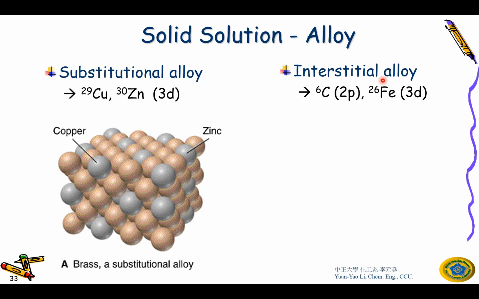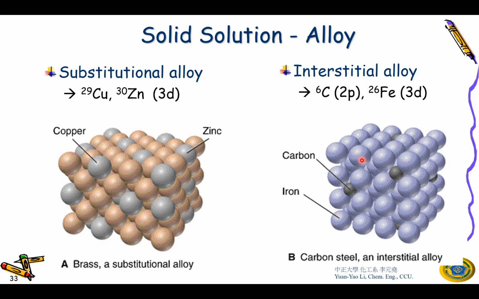And for interstitial alloy, for example, carbon has six electrons. Iron has 26 electrons, right? So this is how it looks: the size of iron is bigger, and the size of carbon is very small. So compared to iron, the carbon will sit in the interstitial site instead of the substitutional site, right? Okay, this is what we call interstitial alloy.